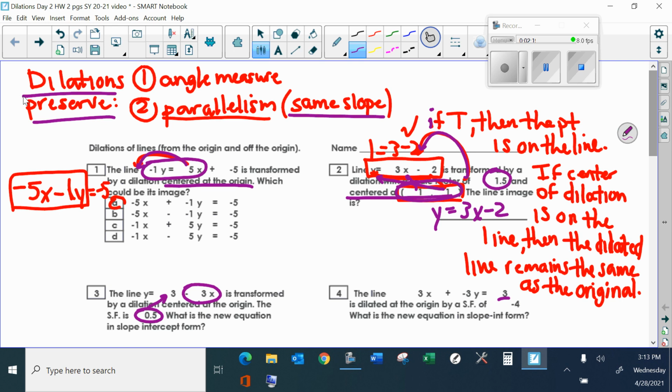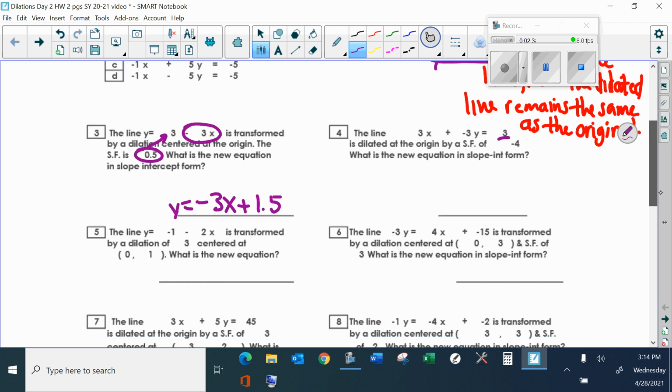So I plug this in, I get 3 times 1 is 3 minus 2. That's what you see here, 3 minus 2, that equals 1, which is what my y-coordinate says it's supposed to be. So that 1, 1 is on the line. So it remains the exact same equation, y equals 3x minus 2. The scale factor of 1.5 did not matter because the center of dilation was on the line.